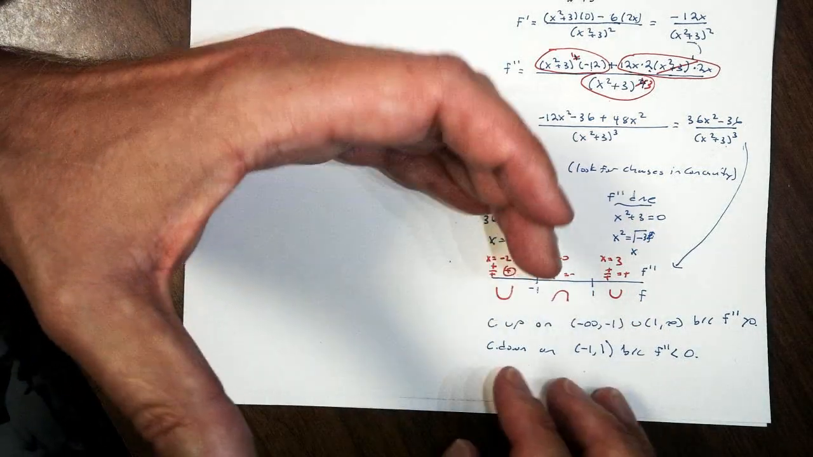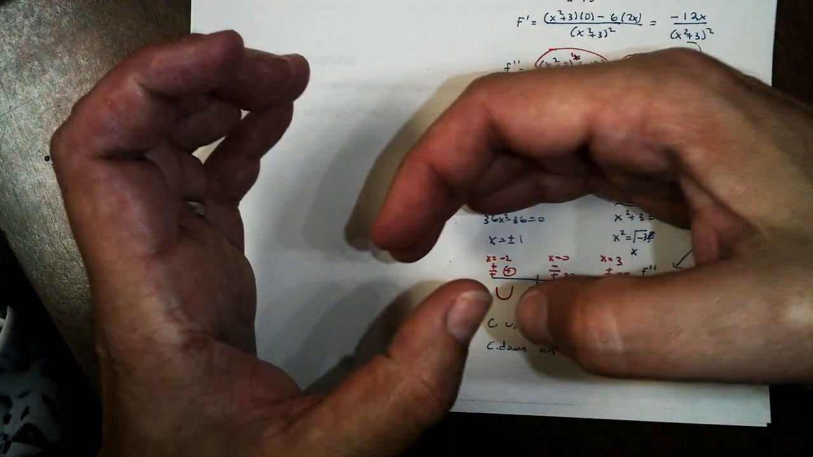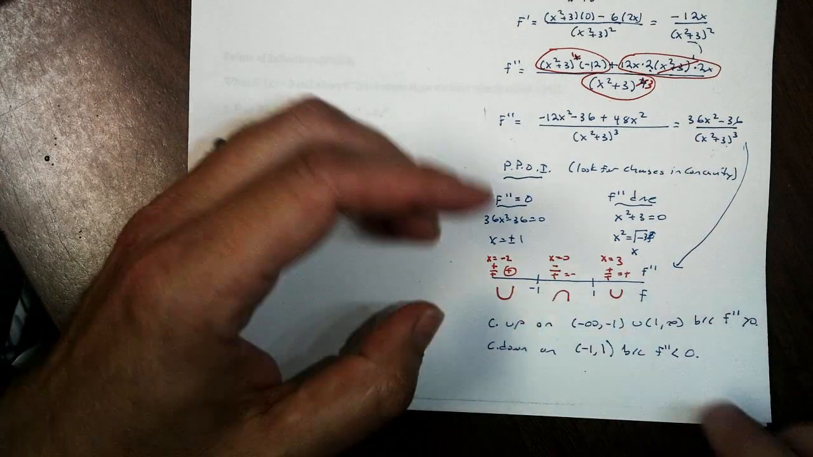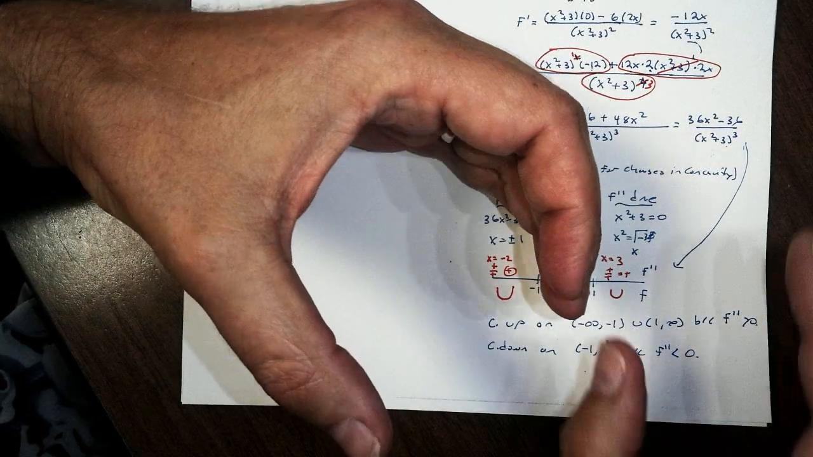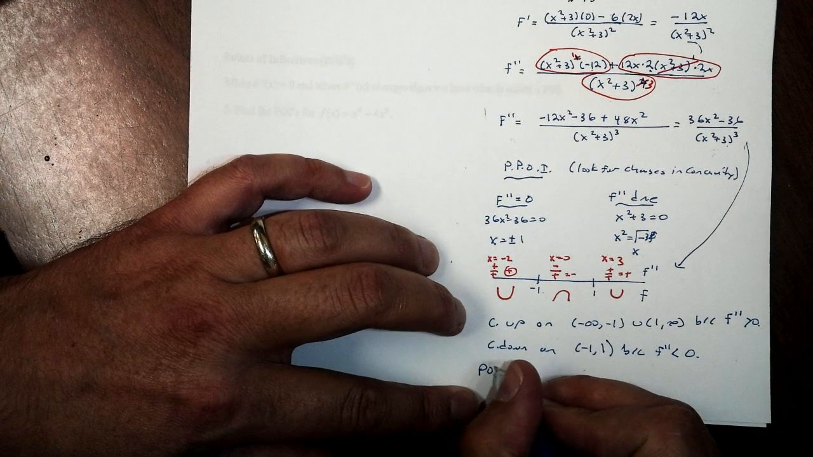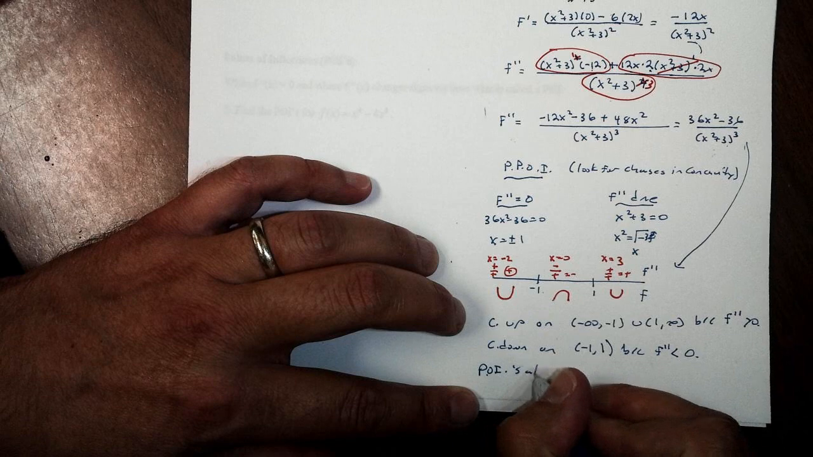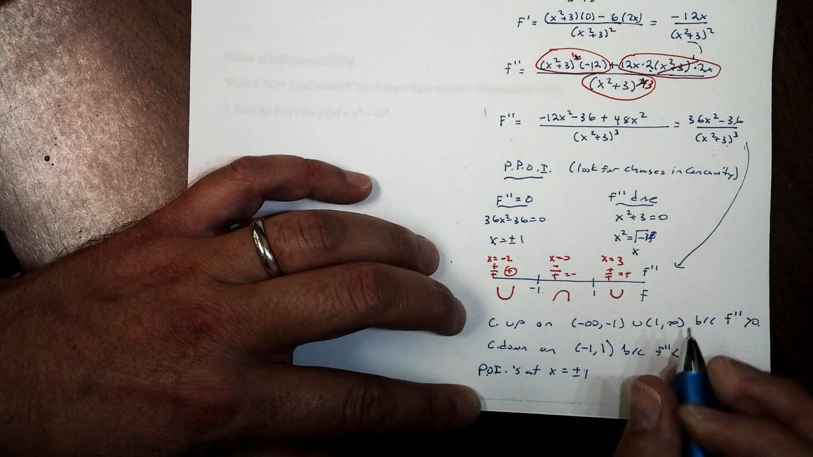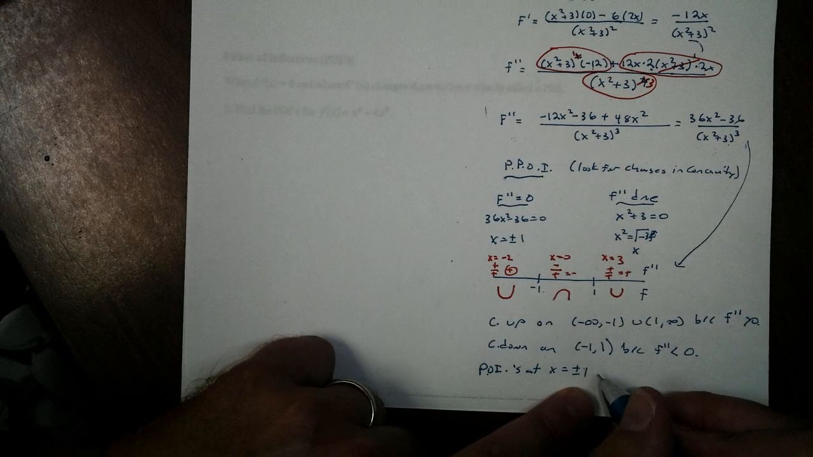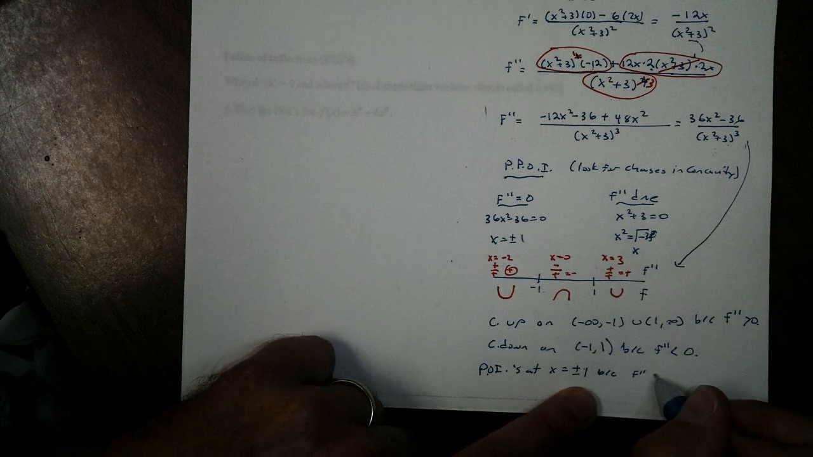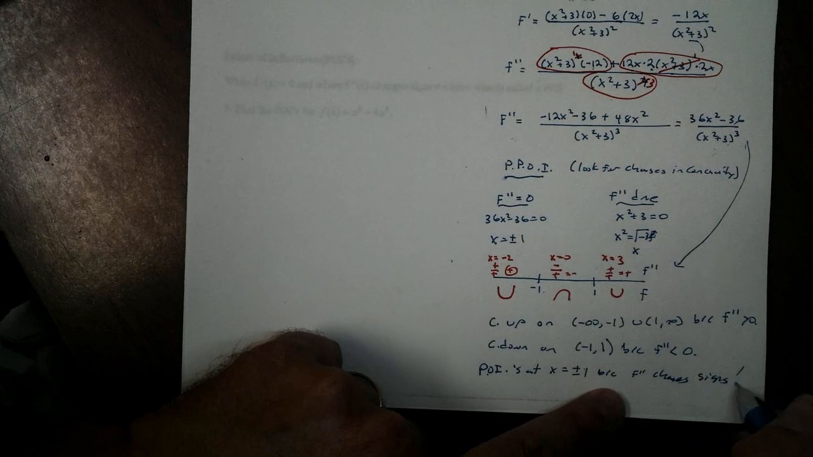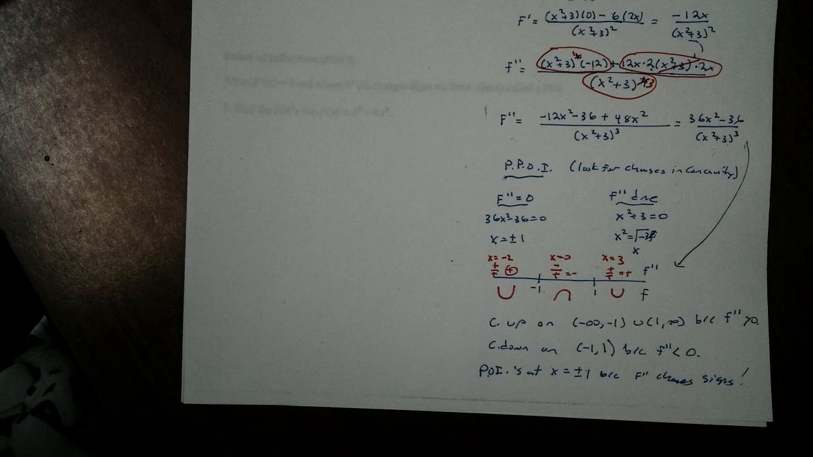Now, if you notice, at negative 1, we go from concave up to concave down, right there. So we have a point of inflection at negative 1. Also at 1, we have another one, concave down, and afterwards concave up. So we actually have 2 points of inflection, POIs, at x equals plus or minus 1. And the reason they're points of inflection is because the second derivative changes signs. And that's how we get those points of inflection right there.